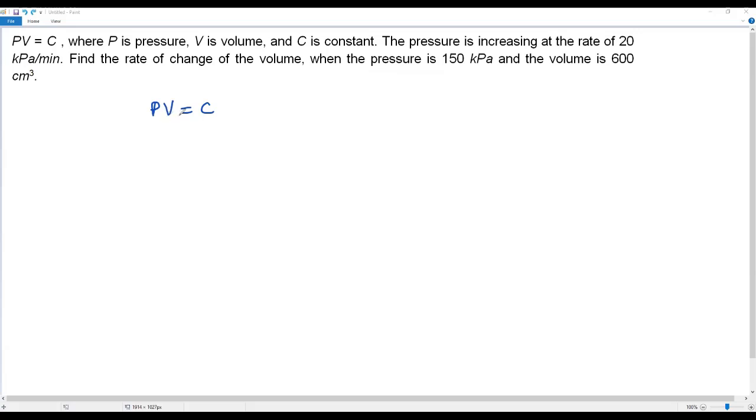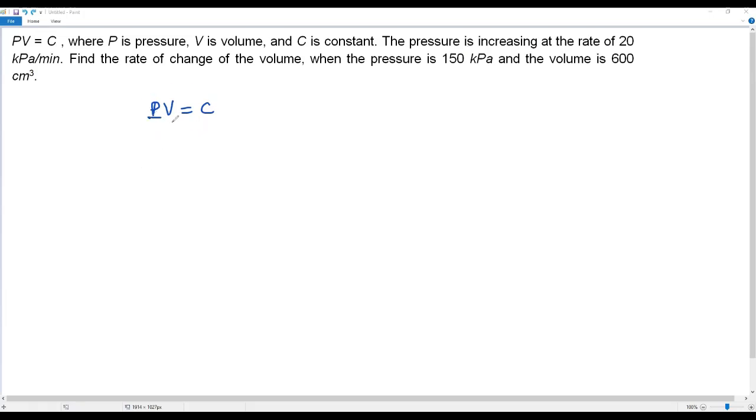Whenever we have a change in a quantity in calculus, we can express that as a derivative. Since the pressure is increasing with respect to time, we can express this change as a derivative with respect to time. They also ask us to find the rate of change of volume, which means how the volume is changing. To measure the change in a particular quantity, I have to find its derivative. So let's find the derivative on both sides of this equation with respect to time, because the given rate of change is with respect to time.